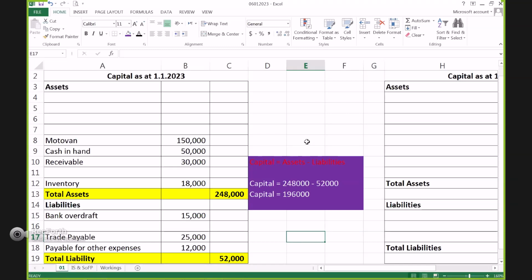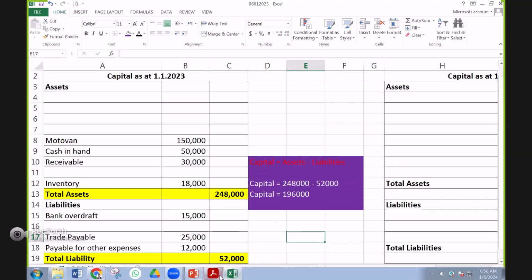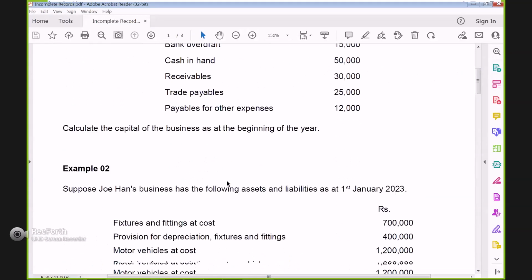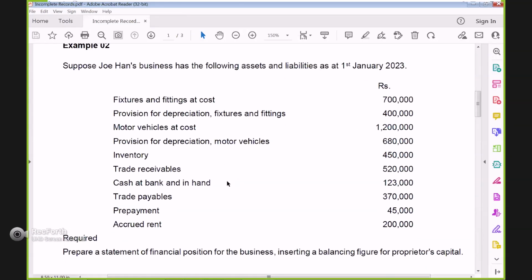Okay. So this is understood. So it is easy. The knowledge is you know which is assets, which is liability. So find out the net amount, assets minus liability, capital. Okay. So up to that, we have come with the basic things. What about the second question? So this is up to you. Just you have to find out the capital. Assets and liabilities are given in January 2023. So this is an easy one.